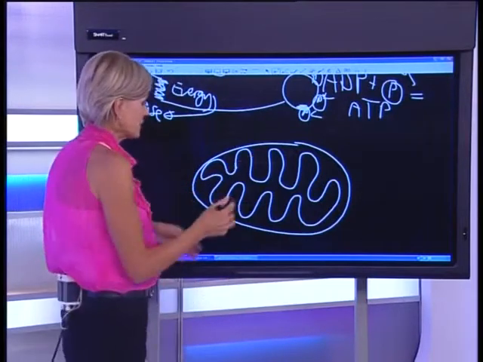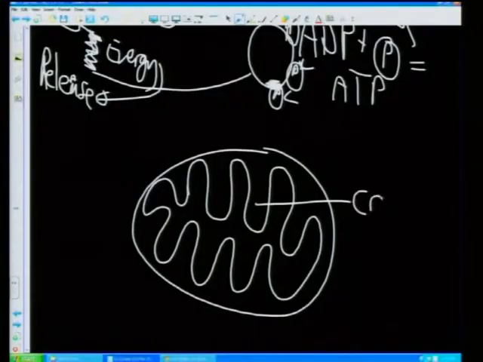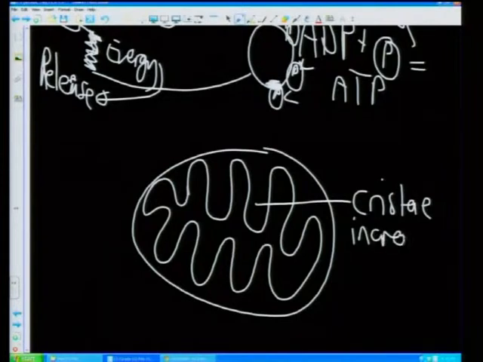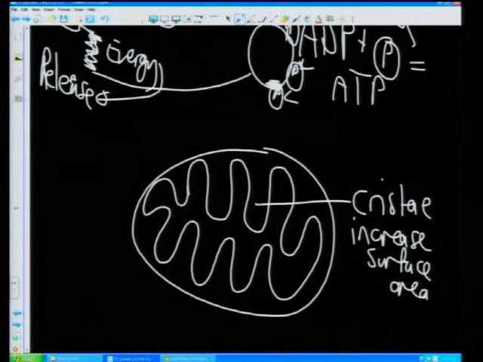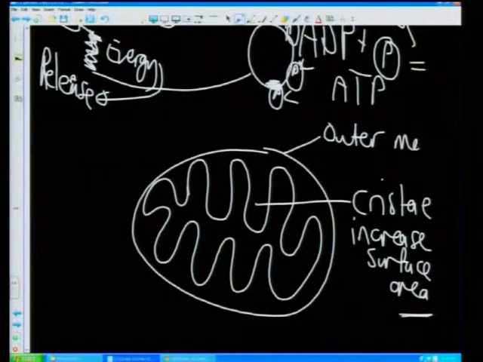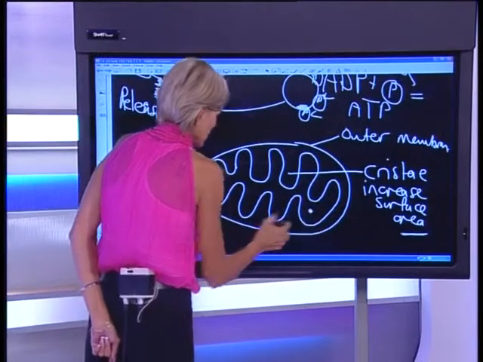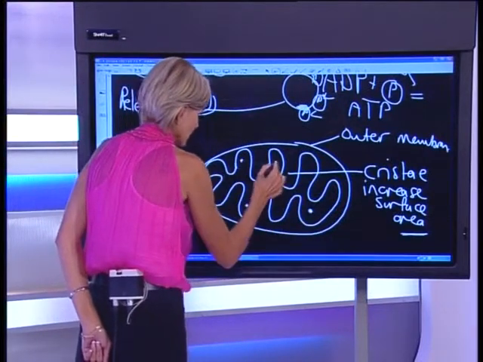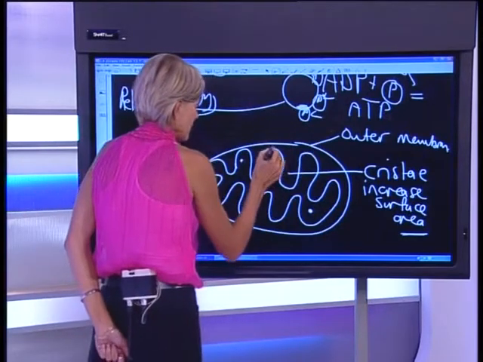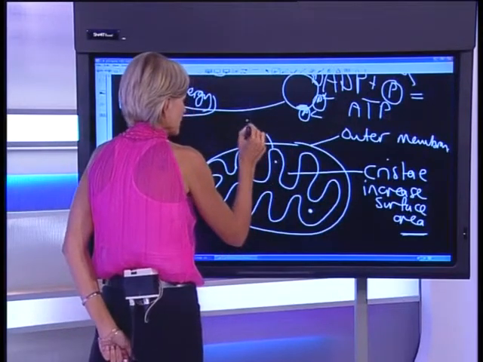So the fact that we have these folds are called cristae. Okay, and the cristae, those folds, main function, increase surface area. And you must know this because they love asking it. All right? Now, those are your cristae. This is your outer membrane. All right? And then inside here you'll have a little ribosome and you'll have all kinds of little inclusions in there.